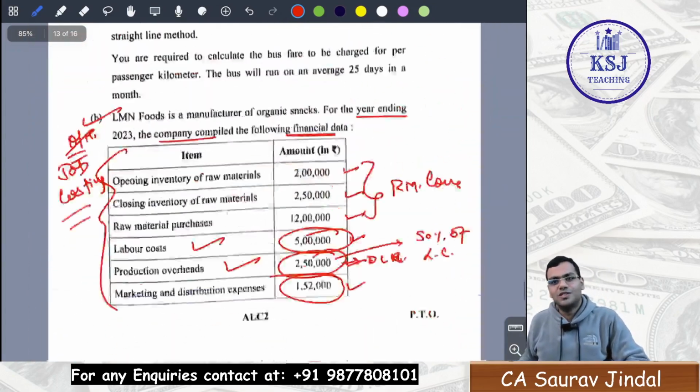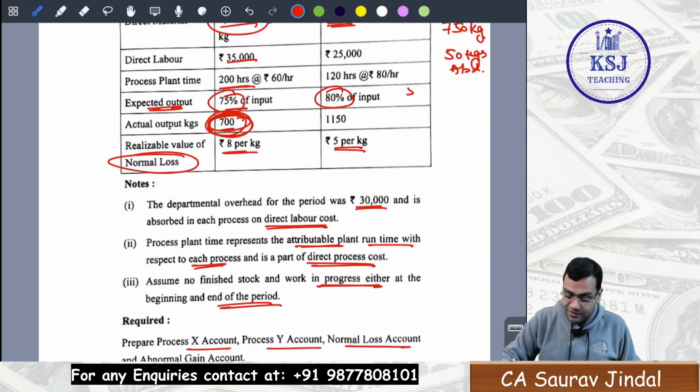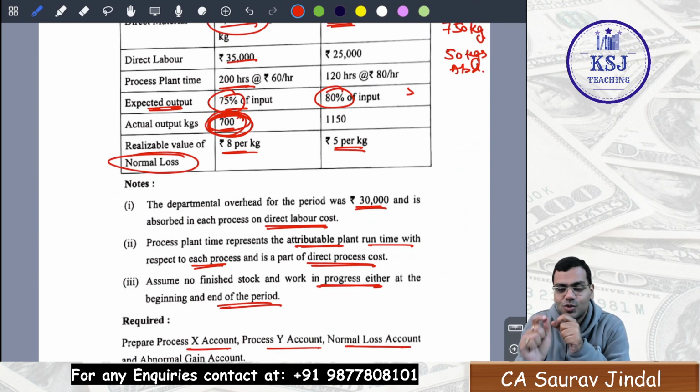So this was a costing paper. Average towards easier. Definitely, if you are 100% clear with your concepts, you could have attempted this. The only thing is read the question carefully.